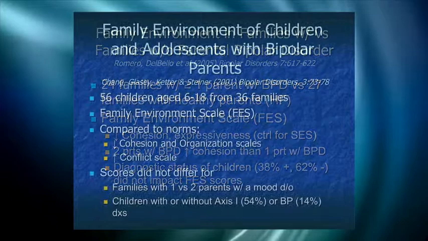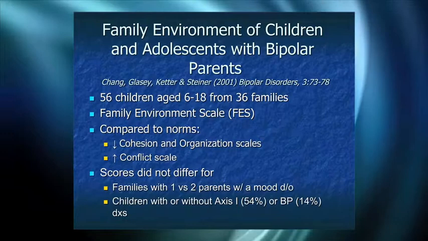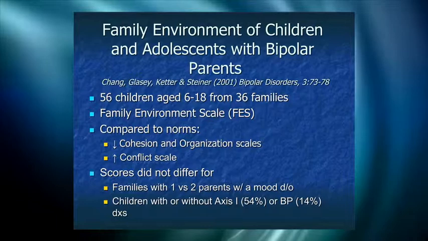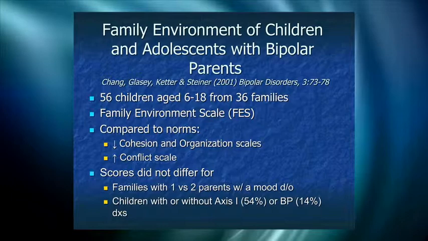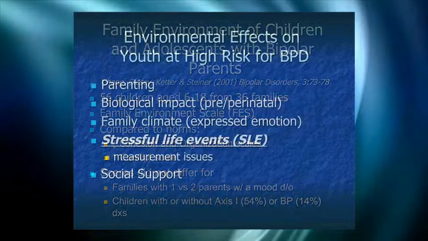Another study looking at family environment when the parents have bipolar disorder, 56 children ages 6 to 18 from 36 families, again used the FES, and compared to norms, didn't have a control group, but just compared to the normative base for the FES, lower cohesion and organization scores, higher conflict scale. Scores did not differ whether families came in with one or two parents with a mood disorder and children with or without an Axis I or a bipolar diagnosis.